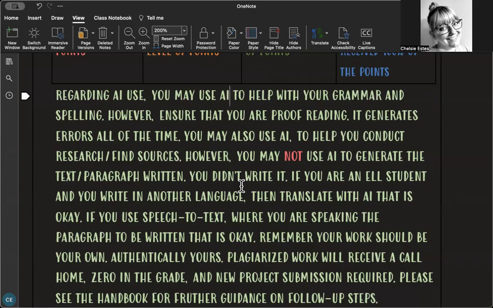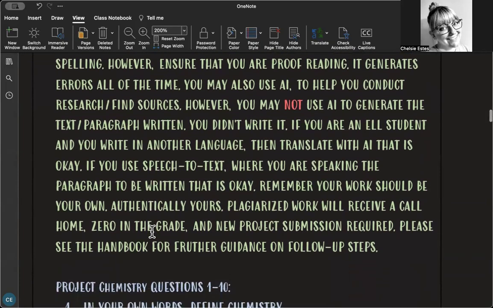If you are an ELL student, an English language learner, and you want to write in the language you feel the most confident writing in and then translate it with AI, I'm okay with that. Speech to text or text to speech would be okay, because again, you would be using those as assistive tools. They're not creating work for you.